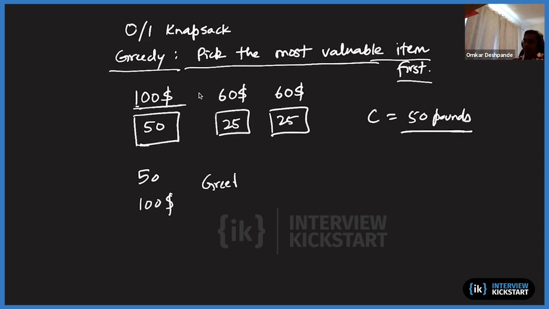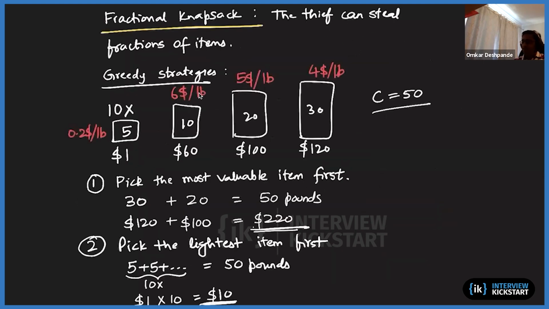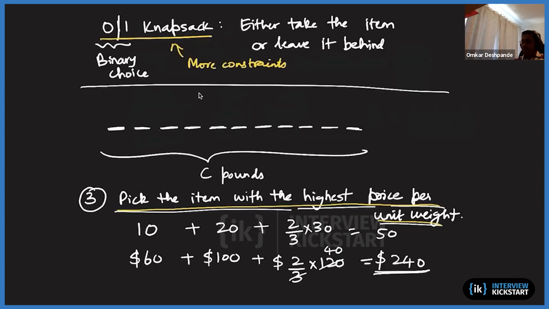This would be the greedy strategy. Whereas we know the optimal strategy would be to pick the two $60 items, right? 25 plus 25 pounds. That's $120, which is better than what this greedy strategy did. So it was just that specific example where it so happened that for the 0-1 knapsack, this particular greedy strategy worked. By just tweaking that example, we have come up with a different counter example where the first greedy strategy is nullified. In fact, all three greedy strategies have been nullified for the 0-1 knapsack.